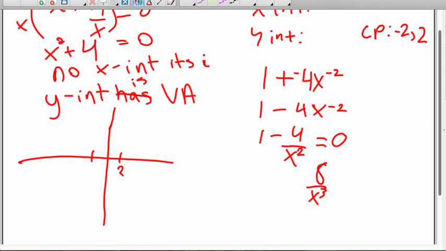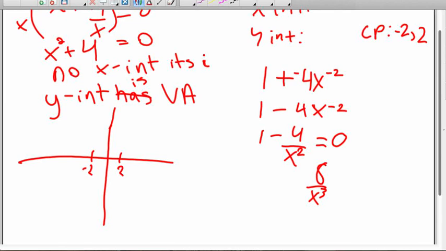Okay, so we have 2 and negative 2. I can already tell you what this is going to look like. You plug in the critical points: you plug into the first derivative to get increasing and decreasing, you plug into the second derivative to get concavity. You find what your y values are at the critical points, then connect the dots.